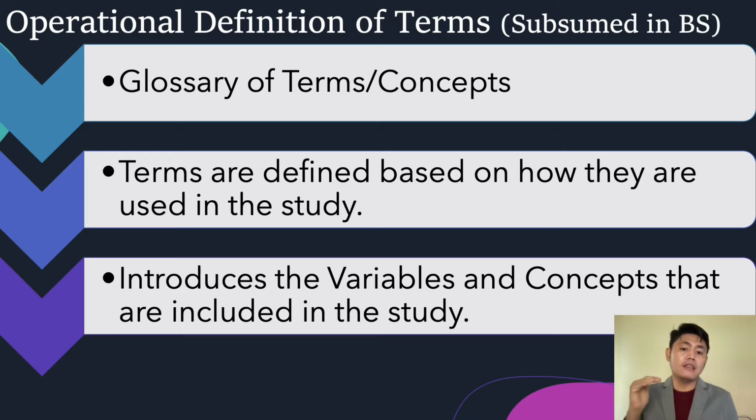You have to list down the different key terms that you will be defining or using in your study, and create an explanation of how these terms are defined based on their usage in your own paper. You have to remember that in the operational definition of terms, we also introduce the different variables and concepts that are included in your study. Remember that the meaning of a variable may change depending on the context. That is the reason why we have the operational definition of terms: to give it meaning or definition in terms of its usage in your own paper or study.